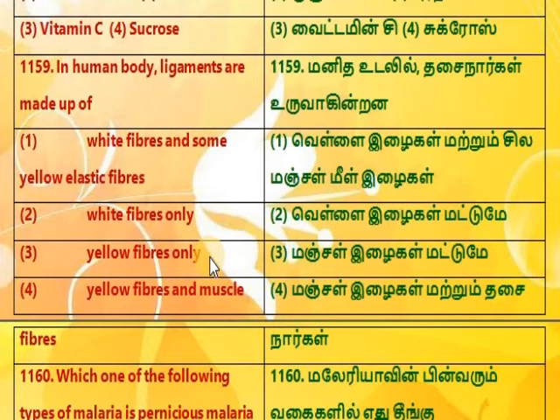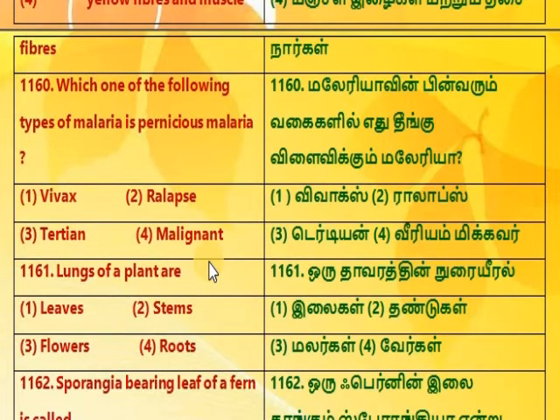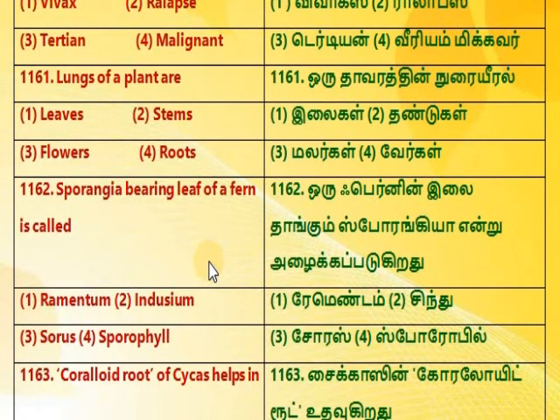1159 In human body, ligaments are made up of 1. White fibers and some yellow elastic fibers, 2. White fibers only, 3. Yellow fibers only, 4. Yellow fibers and muscle fibers. 1160 Which one of the following types of malaria is pernicious malaria? 1. Vivax, 2. Relapse, 3. Tertian, 4. Malignant. 1161 Lungs of a plant are 1. Leaves, 2. Stems, 3. Flowers, 4. Roots.